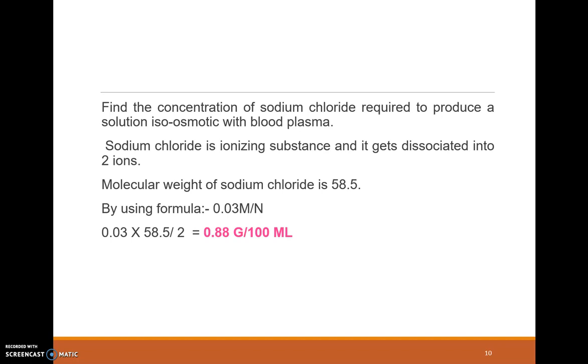Now the last part, we are going to deal with this problem. Find the concentration of sodium chloride required to produce a solution isoosmotic with blood plasma. Now sodium chloride, as you all know, is going to get dissociated into two ions. So the value of n over here will be 2 and molecular weight of sodium chloride is 58.5. So by using it in the formula, you can see that the concentration is 0.88 grams per 100 ml.